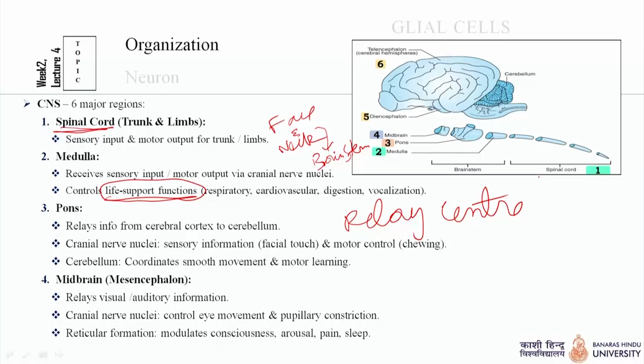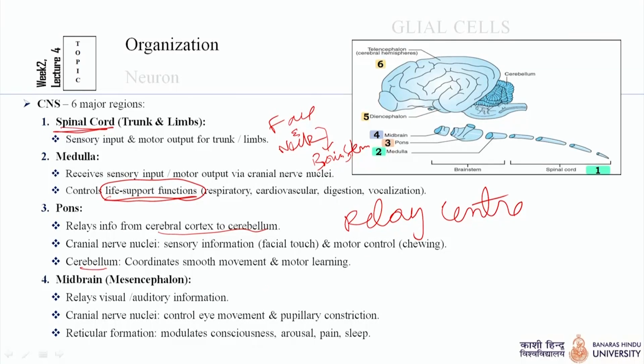In many parts of the brain, everything acts as a relay center. The pons is a relay center for the cerebral cortex and the cerebellum. So whatever information comes from the periphery goes to the cerebellum, and then from the cerebellum it goes to the pons and then it reaches the cerebral cortex. Here also we have a cranial nerve nucleus. Via the cranial nerve nucleus, the sensory information of facial touch as well as the motor control of chewing is handled through the pons. It is a function of the pons.